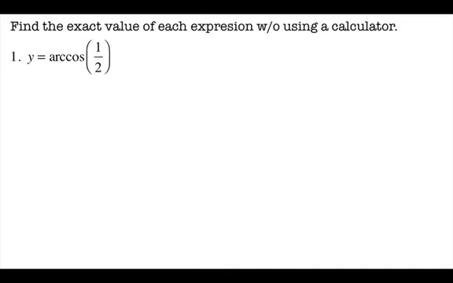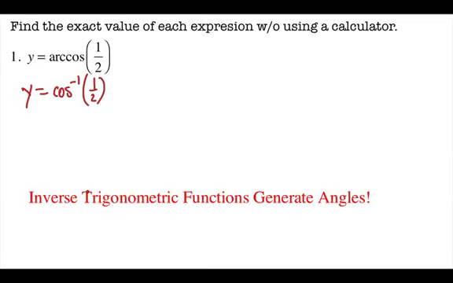Okay, so here we go. It says find the exact value of each expression without using a calculator. So we have y is equal to arccosine of 1/2. Now let me remind you that this is the alternative notation. You saw this in geometry. So this basically implies the same thing. Now if you remember, what is this asking for? Cosine inverse. Inverse trigonometric functions always generate angles. So I'm asking for an angle here.